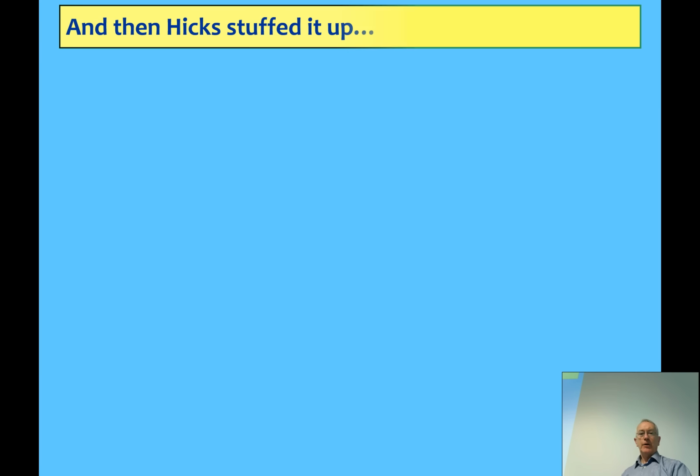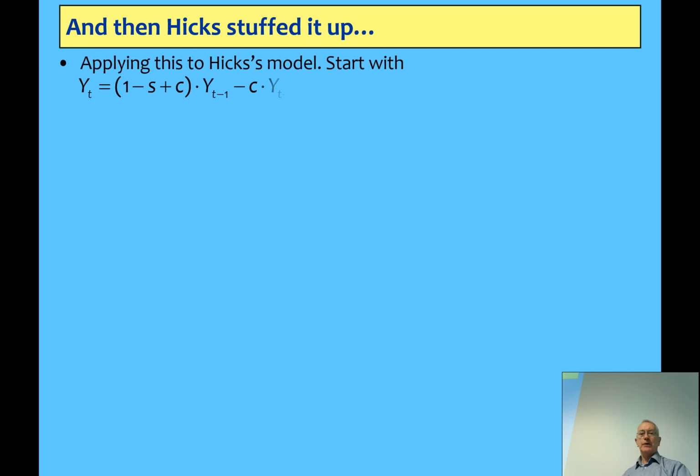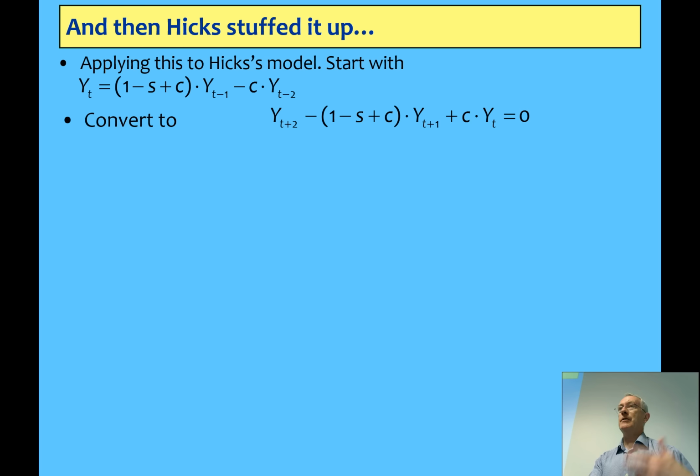Okay. Well, let's apply that to Hicks's model. So you start from this expression. So you've got y at t is 1 minus s plus c times y at t minus 1 minus c times y at t minus 2. Convert, so you just add constants, so you get y at t plus 2, y at t plus 1 and y at t. It's exactly the same thing.